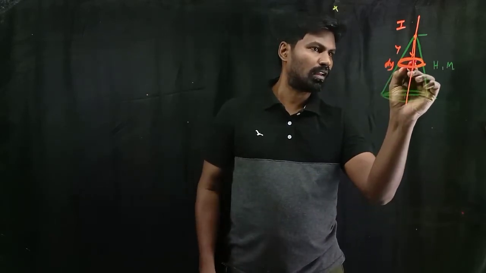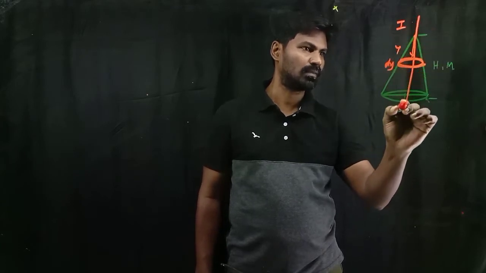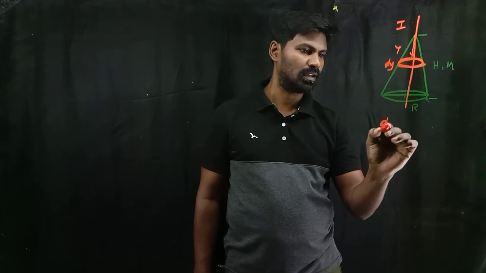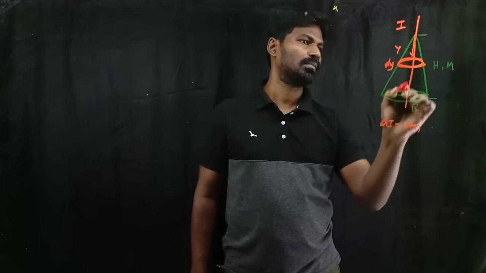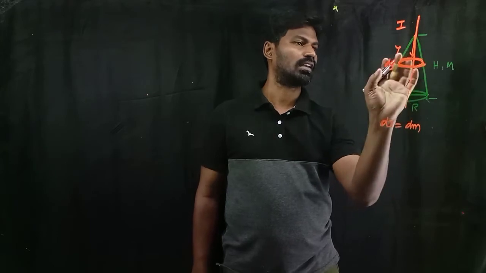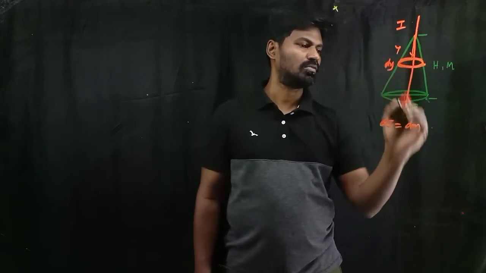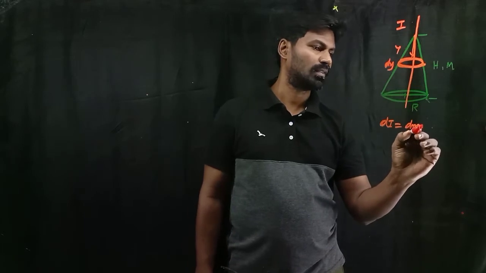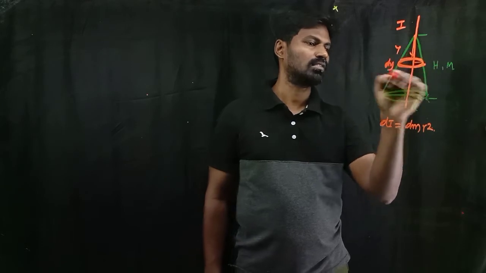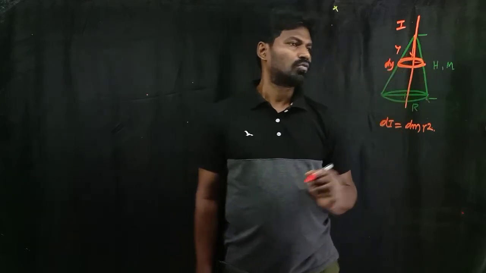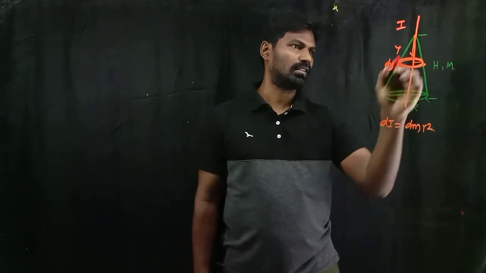So due to this small element, what is the moment of inertia with respect to this axis? That is nothing but dI is equal to the mass of the strip dm into r square, because the shape is a circle rotating about this axis. Am I right? Where small r is the radius of this strip.